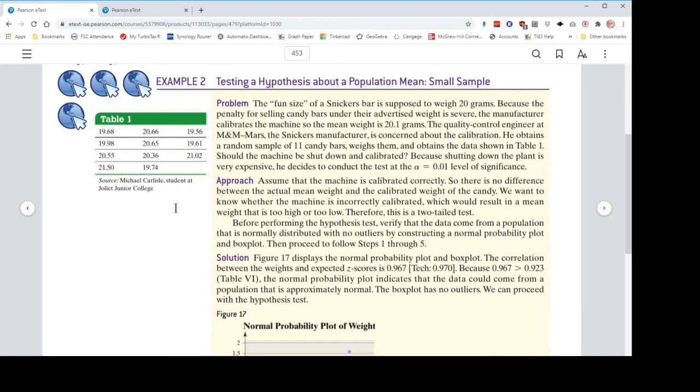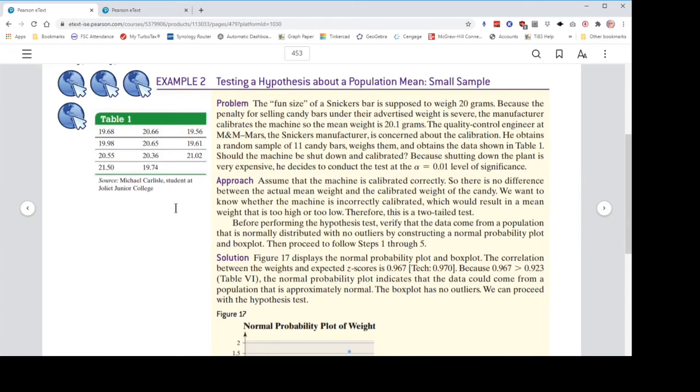Because shutting down the plant is very expensive, he decides to conduct the test at an alpha equals 0.01 level of significance. All right, so notice a couple of things here with this data. The first, it's a small sample, right? It is definitely less than 30. There are only 11 candy bars sampled. The other thing is they don't say anything about the population of the weights of these candy bars being normally distributed. Now, they may be, they may not be, but that's not being indicated here. So it may be a situation where they don't know.